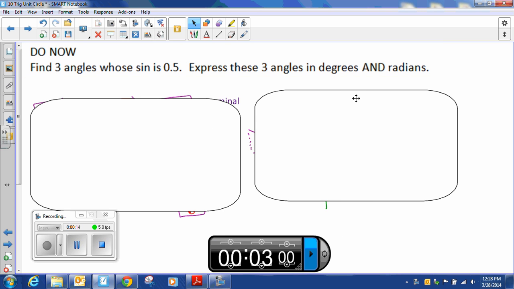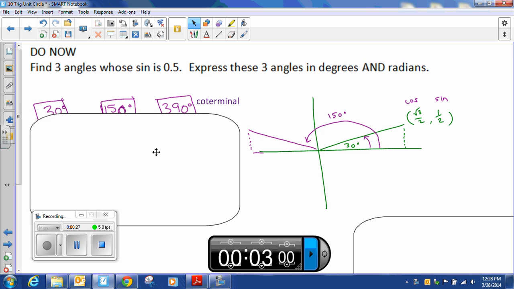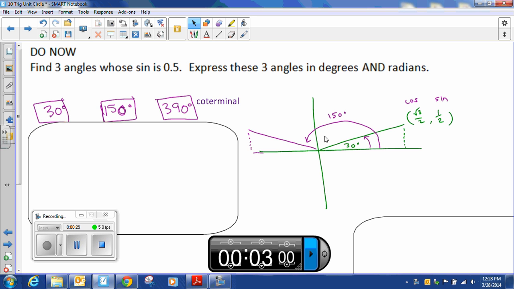So as you can see, we have 30 degrees, which gives us 1/2 as the sine value. 150 degrees also gives us sine of 1/2. Anything more would have to be coterminal, right? So just add 360 to 30, you get 390.